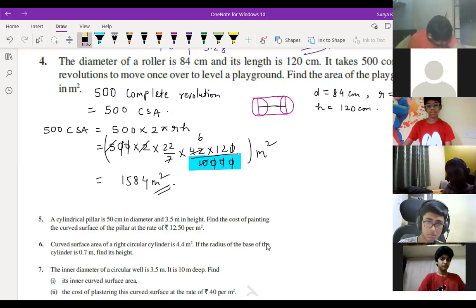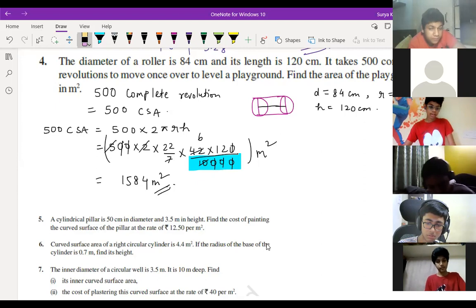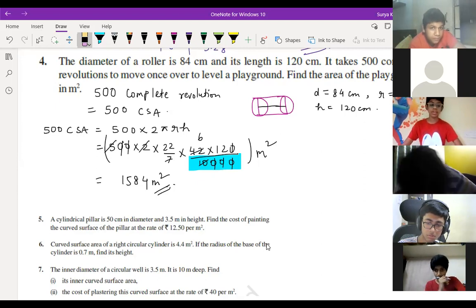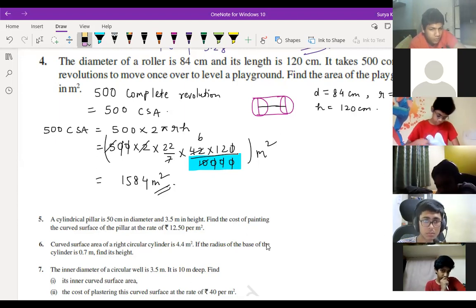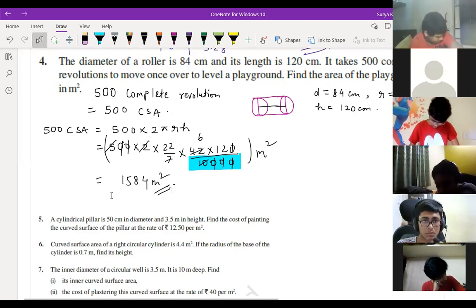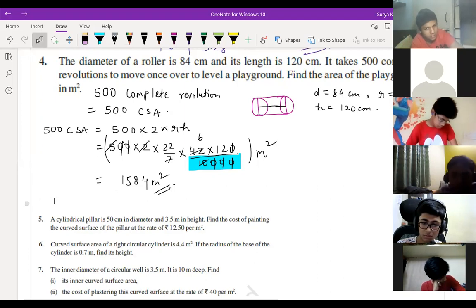Yes, sir. Sir, I didn't divide by 10,000. It became complicated. Yeah, so you'll get some, meaning you have to multiply a lot. Yes, sir. Sir, but it was 500, so the multiplication was less only.